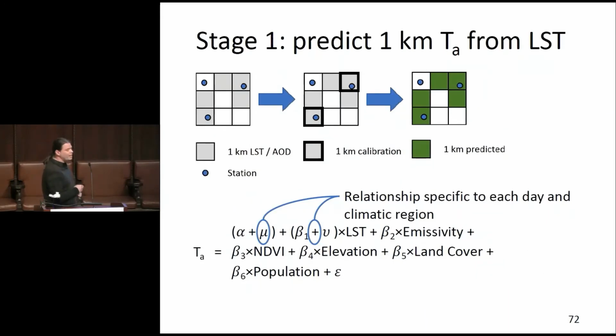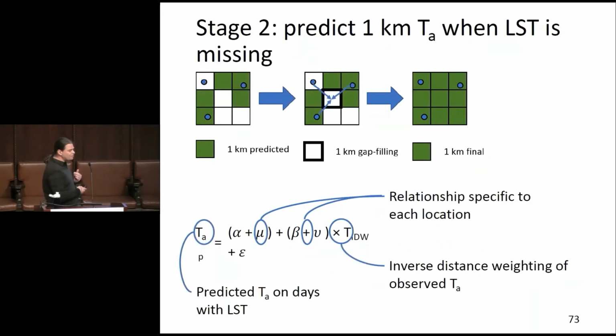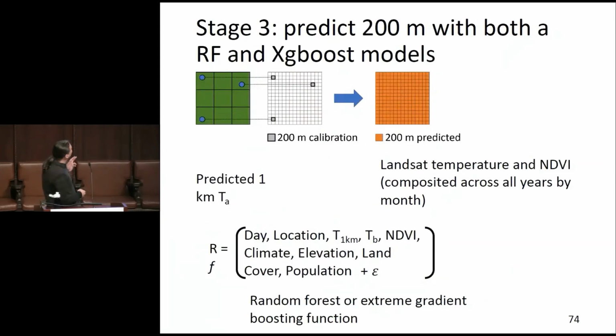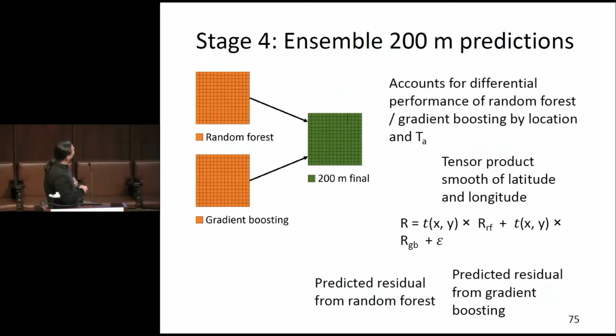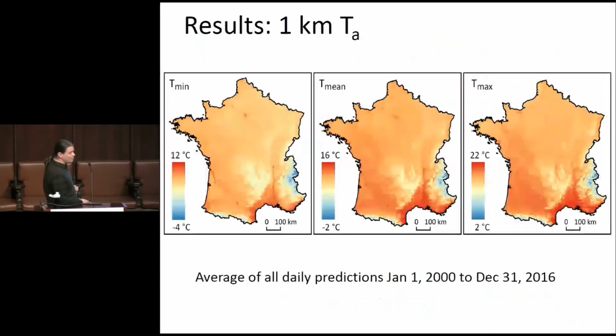We start with a similar calibration approach, which I've explained, giving us daily 1 kilometer predictions. This is then used to predict daily 1 kilometer resolution predictions across the whole area. And then we start with our machine learning dynamic shifting, where we use random forest and gradient boosting to predict 200-meter resolution data based on Landsat temperature, which is a higher resolution satellite data product, and high resolution NDVI. And then we ensemble them into an overall 200-meter prediction.